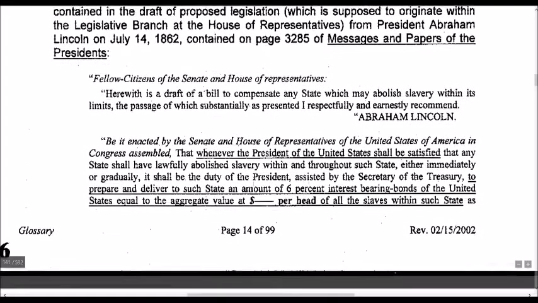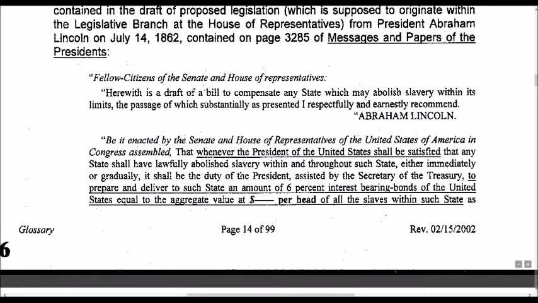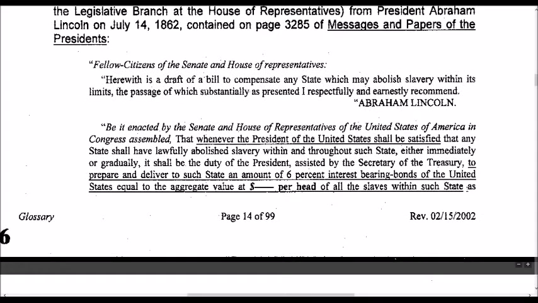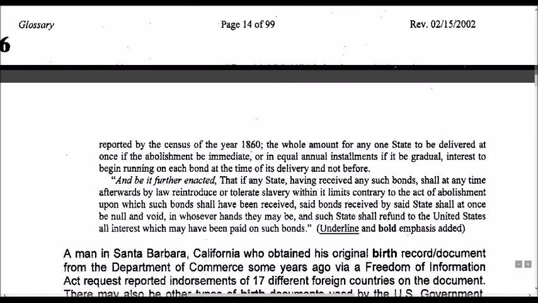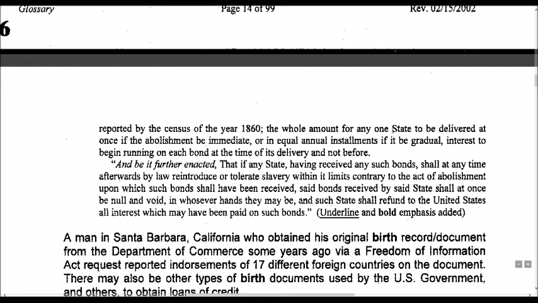Abraham Lincoln. Quote, be it enacted by the Senate and House of Representatives of the United States of America in Congress assembled, that whenever the President of the United States shall be satisfied that any state shall have lawfully abolished slavery within and throughout such state, either immediately or gradually, it shall be the duty of the President, assisted by the Secretary of Treasury, to prepare and deliver to such states an amount of 6% interest bearing bonds of the United States equal to the aggregate value of said dollars per head of all slaves within such state, as reported by the census of the year 1860. The whole amount for any one state to be delivered at once if the abolition be immediate, or in equal annual installments if it be gradual.